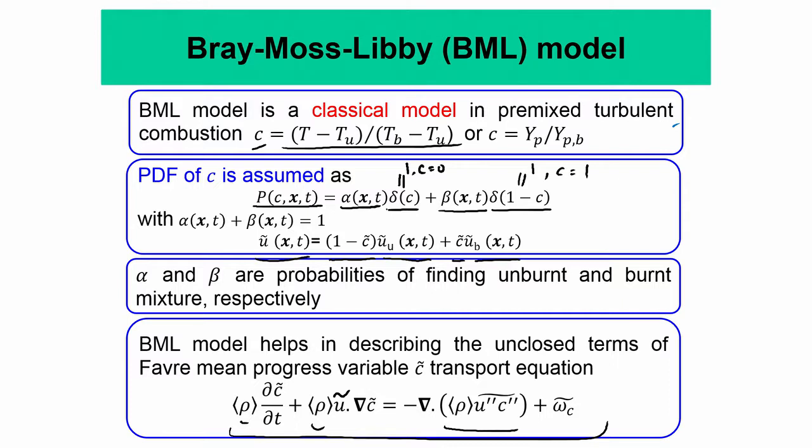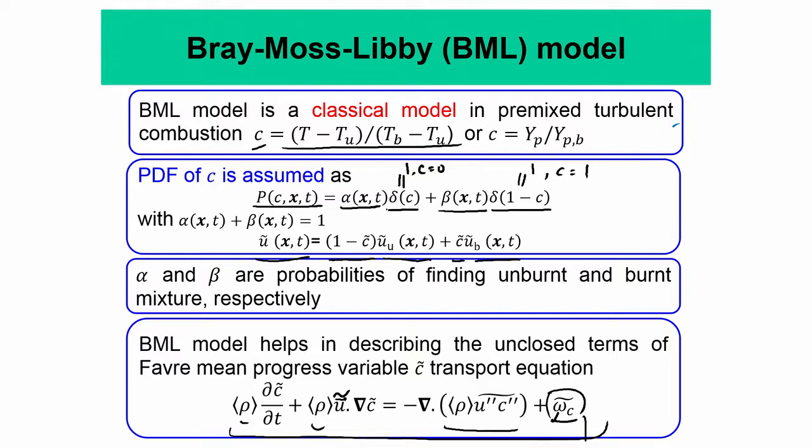This is U prime C prime, where once again these are the fluctuating velocities, and then the divergence of this term. Then you get this omega C tilde, which is the mean reaction rate. This is the Favre averaged mean reaction rate for this variable C. Of course, you derive this averaged equation for C from that of a reactive scalar, so you will get a reaction rate term.